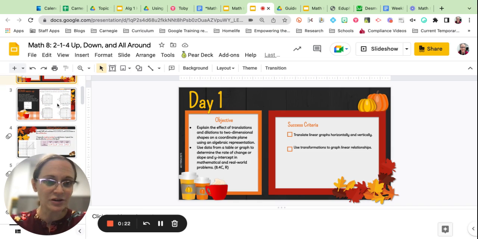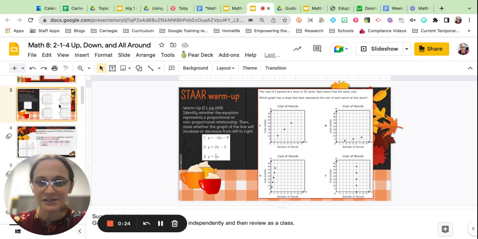We have a STAR warm-up here. So this is how this skill is going to connect to STAR. Actually, this particular STAR warm-up was a review of a previous skill, 8.4b, which looks at unit rate on the coordinate plane.